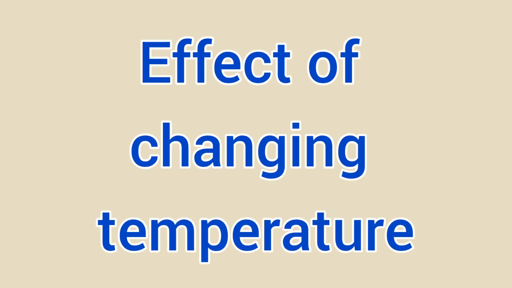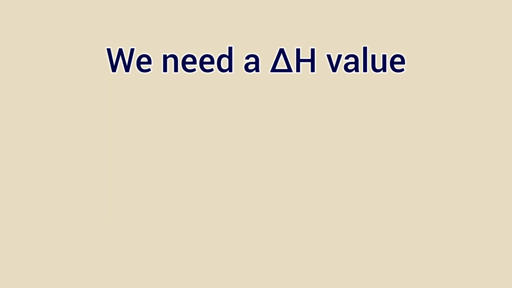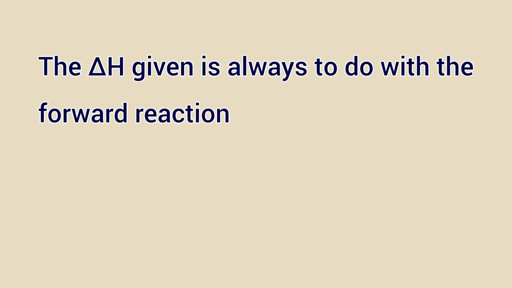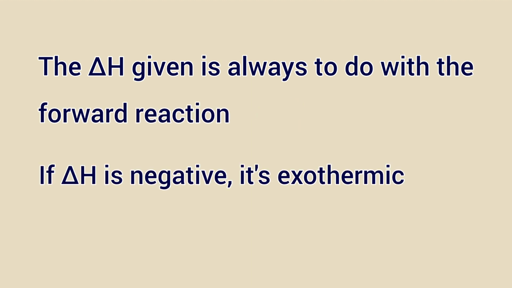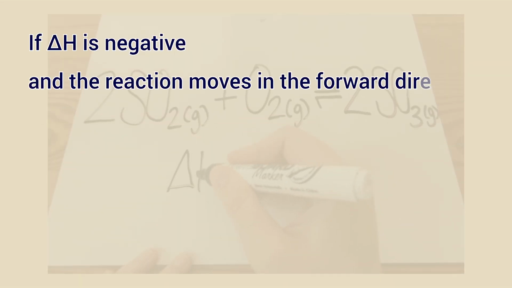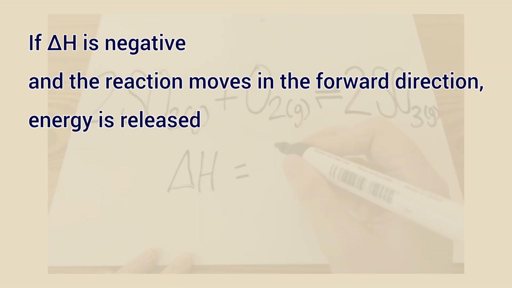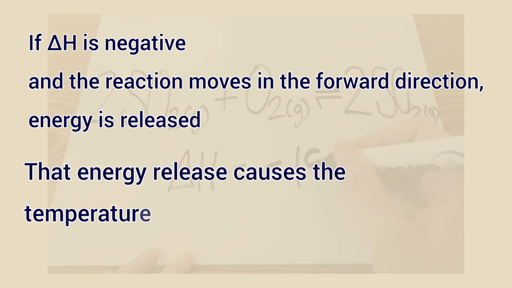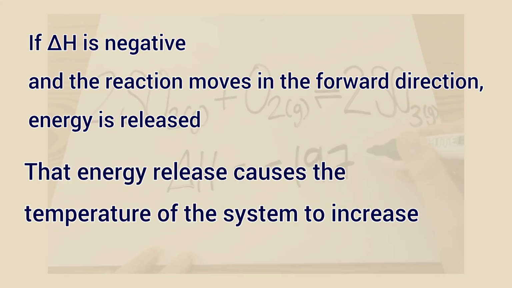Now let's look at the effect of temperature. For this, we need to look for an enthalpy change value. The enthalpy change is always to do with the forward reaction, and the negative sign tells us that it's exothermic. So if the reaction moves in the forward direction, to the right, energy is released, and that energy release causes the temperature of that reaction or system to increase.